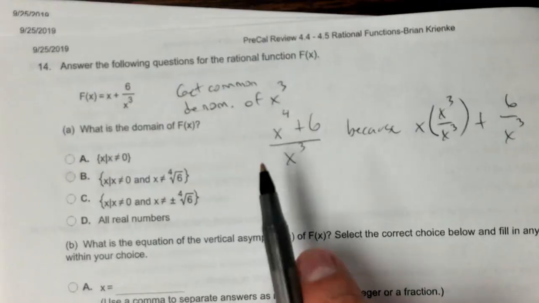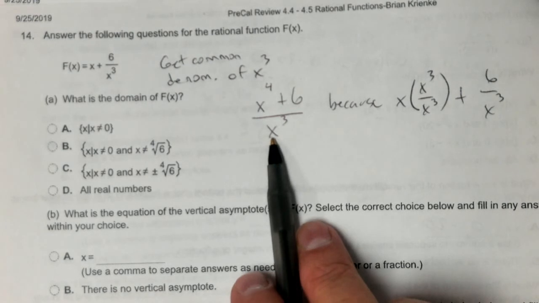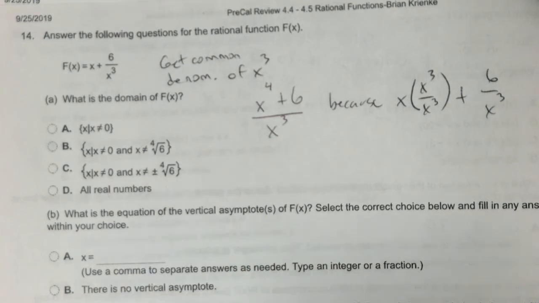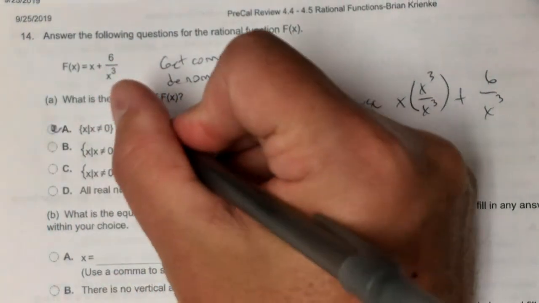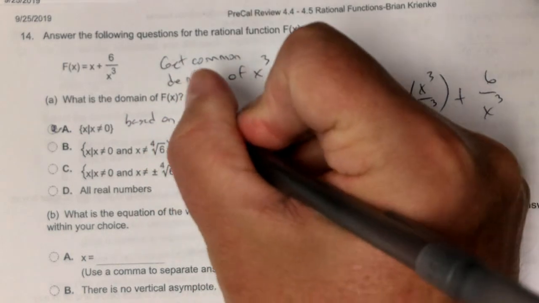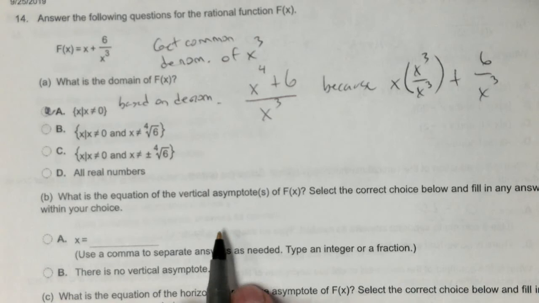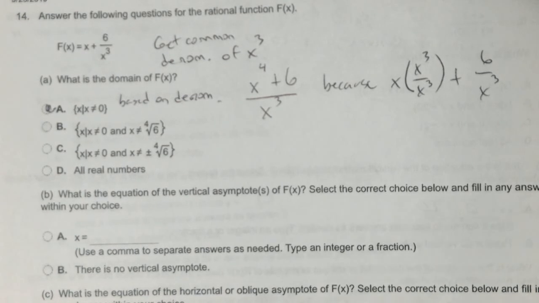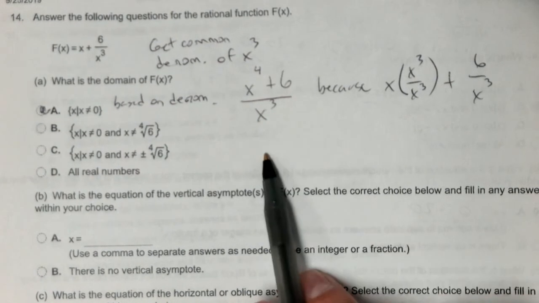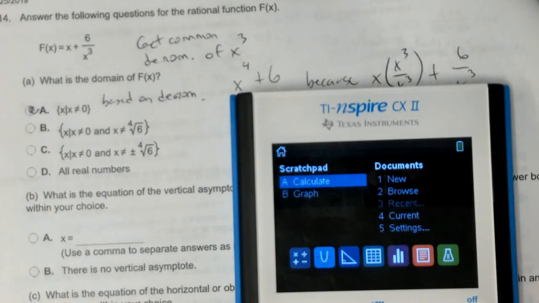So in this case, your domain would be all reals except for 0, because again, it's based on your denominator, not your numerator. And for the vertical asymptote, it'd be the same thing. I think. Oh, let me double check that real quick. And graph it to be sure.